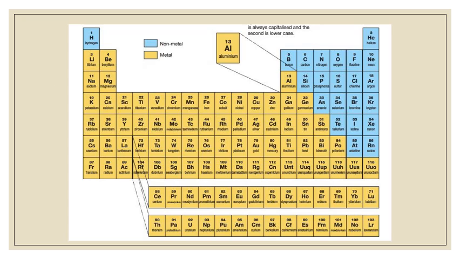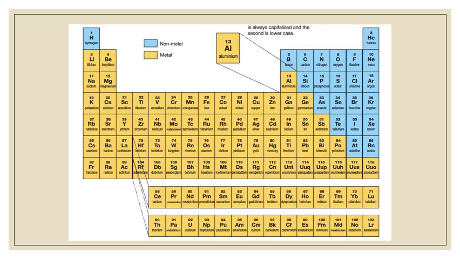Here you see our periodic table. It numbers all our elements. So you can see hydrogen has a 1, helium has a 2, lithium 3, beryllium 4, and so on.